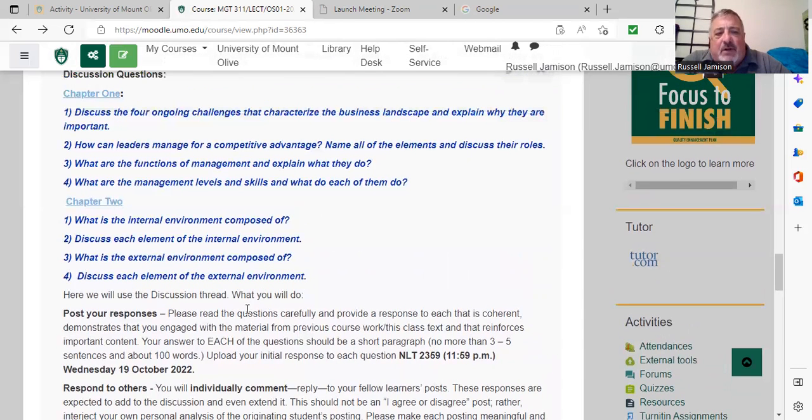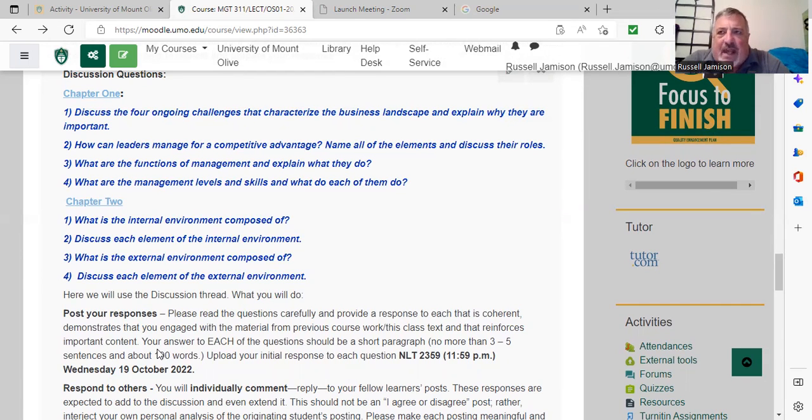And I do not grade on word count, even though I put on here your answers to these questions should be about 100 words or so. That's to give you kind of a sense of how much time and effort to spend on each of these questions. You don't have to go out and write a 23-page paper on each. Yeah, that's what it feels like. Okay, so try to find a balance here.